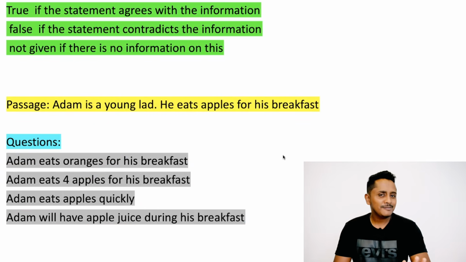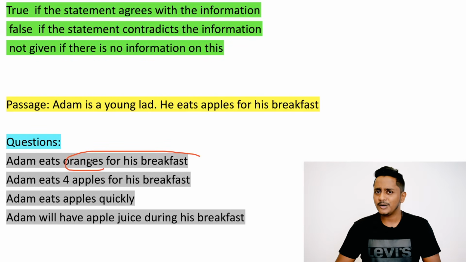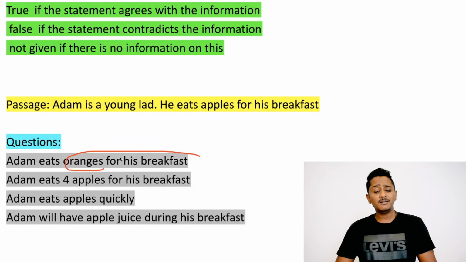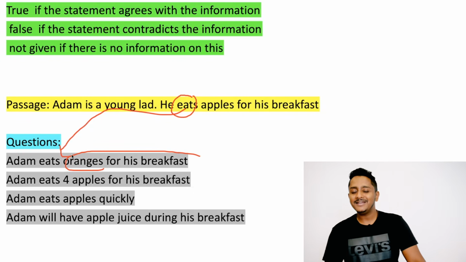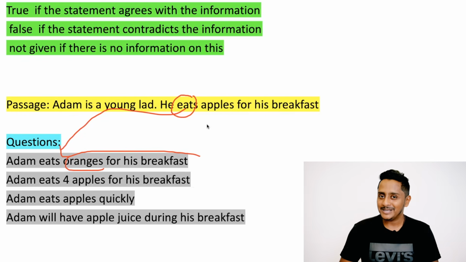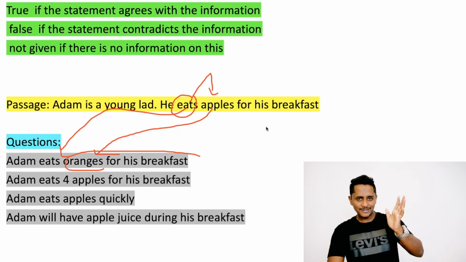So we now have basic idea. So what do you think? This is where people go wrong. What he eats, oranges. Oranges, I don't have information, people think, but the acting thing is eat. What he eats is given. So don't make this mistake. What he eats is given. If it matches, you say true. If it doesn't match, you say false. This is the only thing where actually people go wrong.